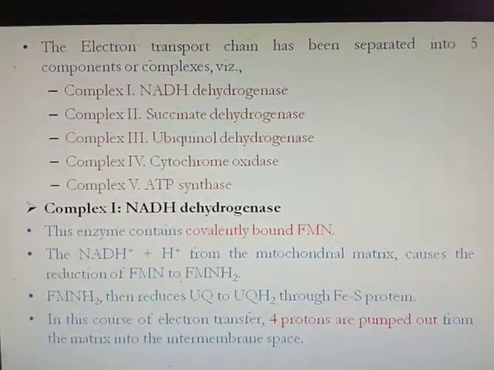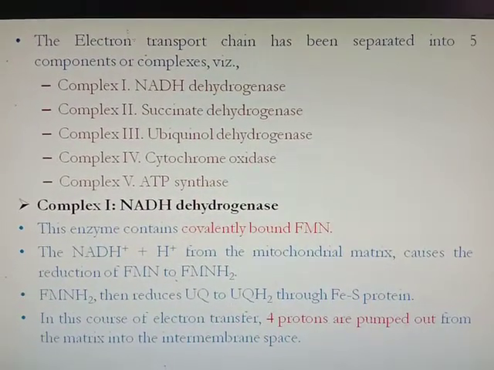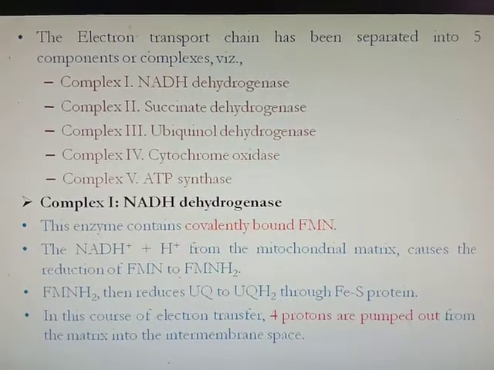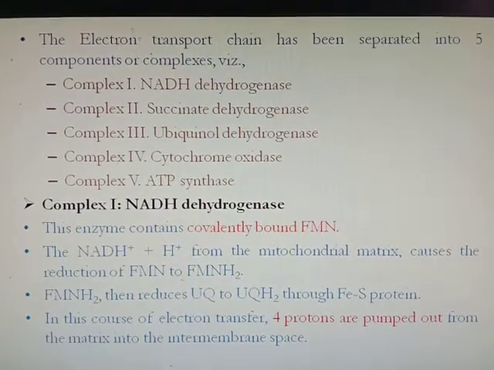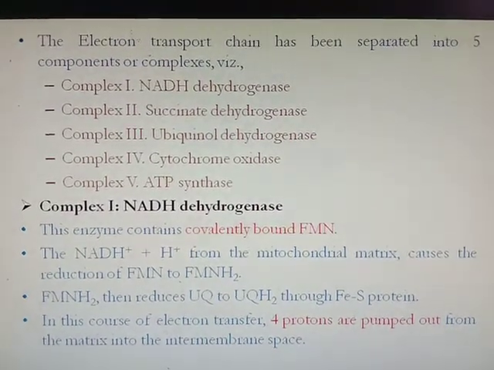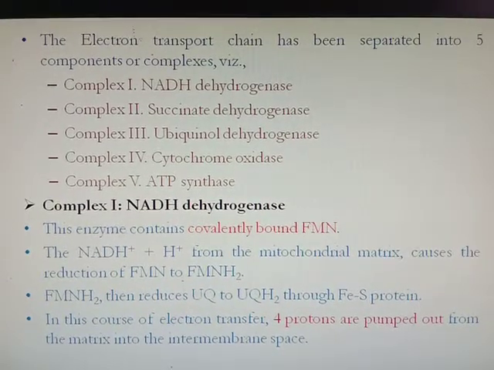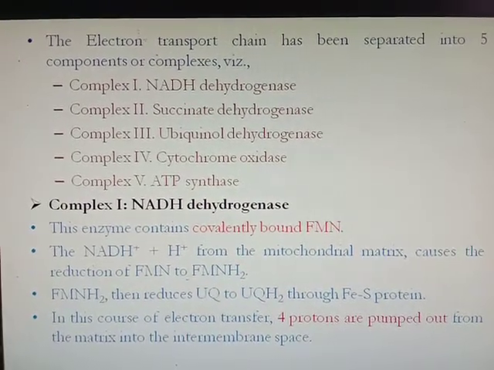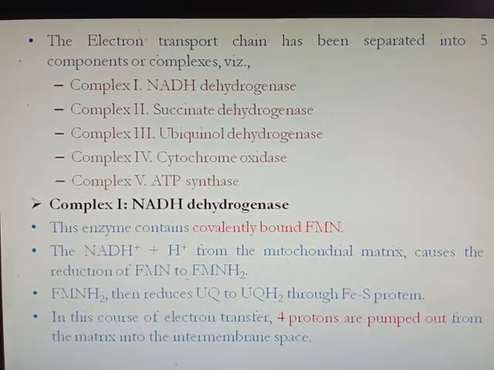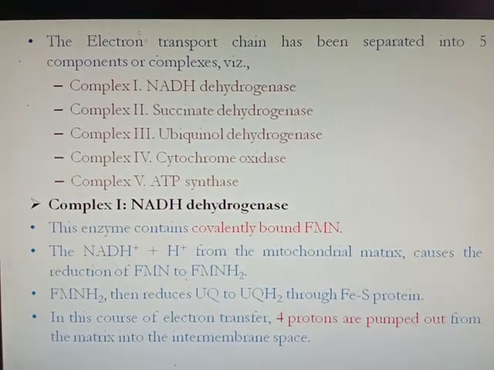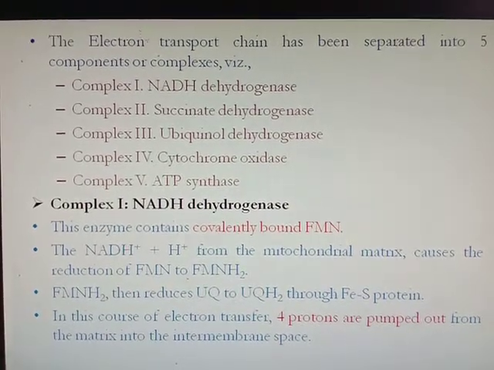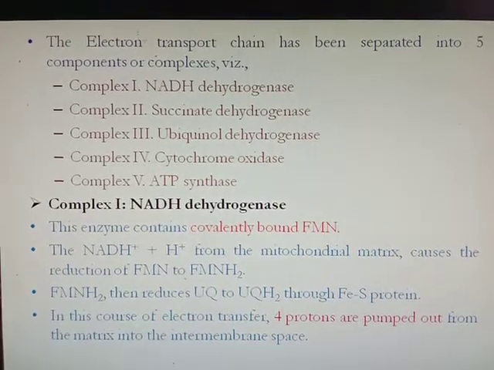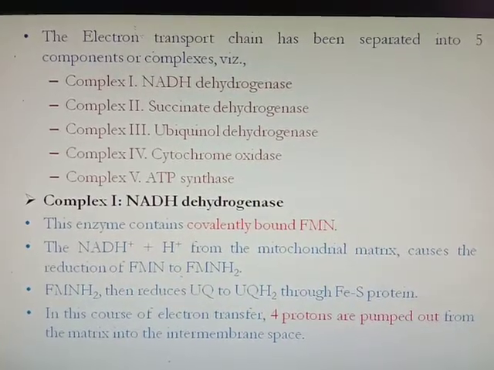The electron transport chain has been separated into 5 components, called 5 complexes. Complex 1 is NADH dehydrogenase. Complex 2 is succinate dehydrogenase. Complex 3 is ubiquinol dehydrogenase. Complex 4 is cytochrome oxidase and complex 5 is ATP synthase.